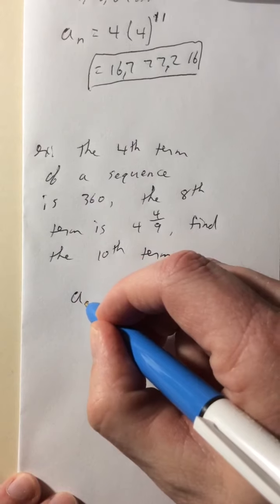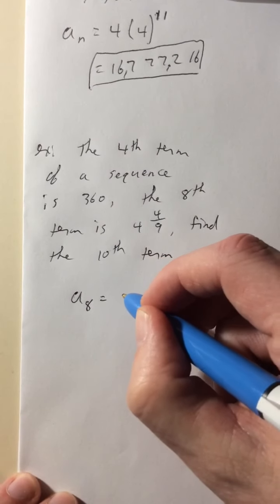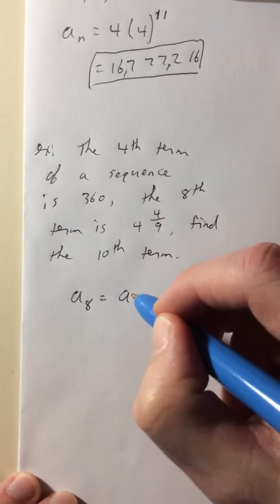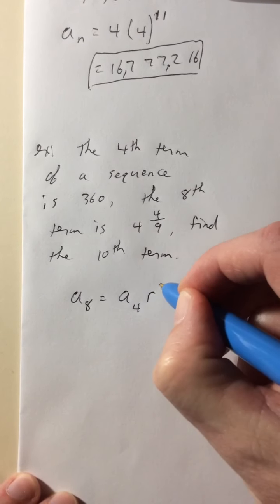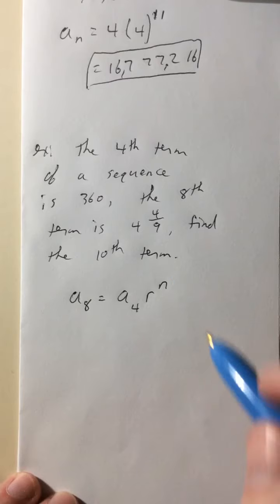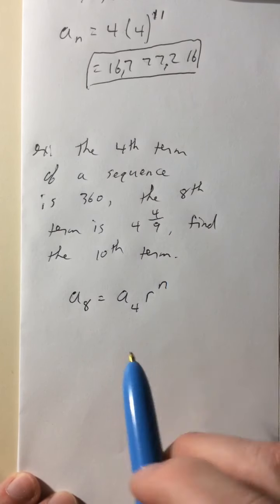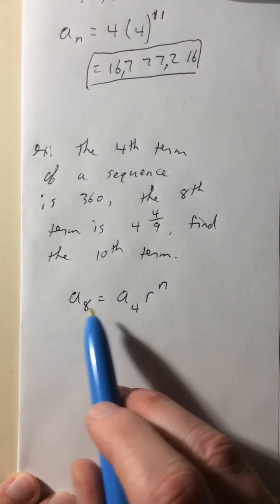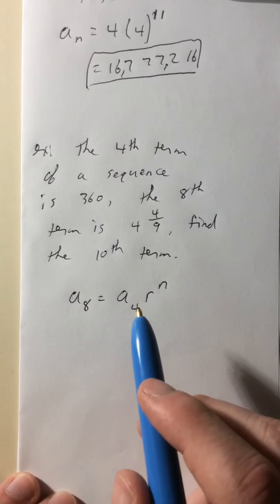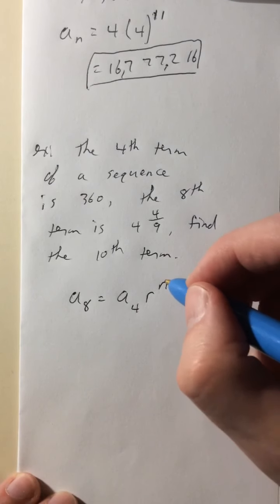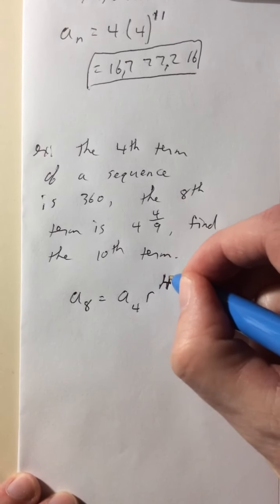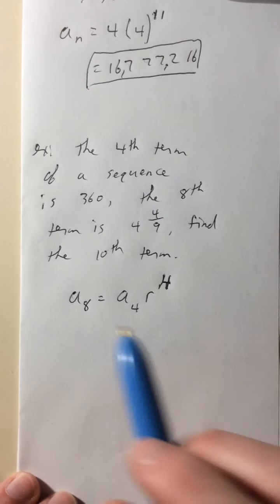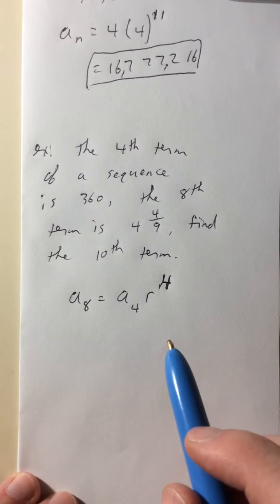So the eighth term equals the fourth term times our common ratio, r to the n. In this case, from a to the fourth to a to the eighth is 4 terms, so I'm just going to make this into a 4 right here. So that's a 4.